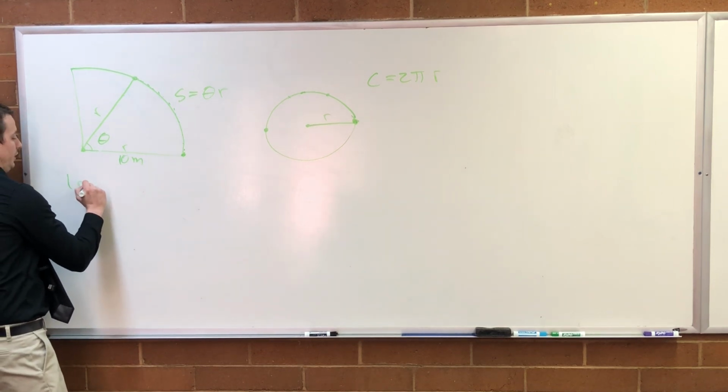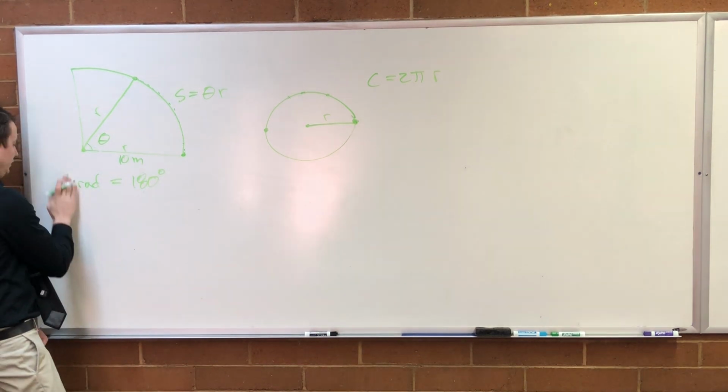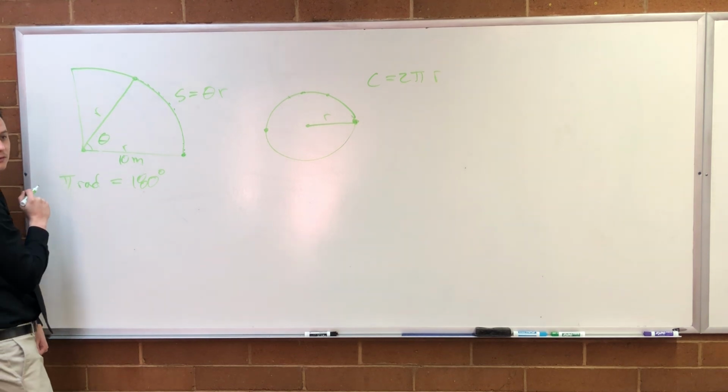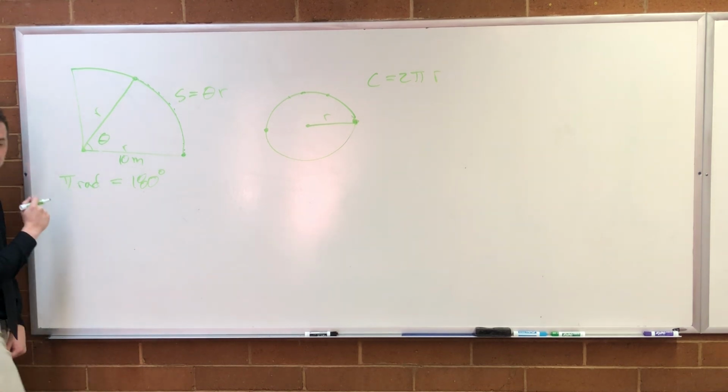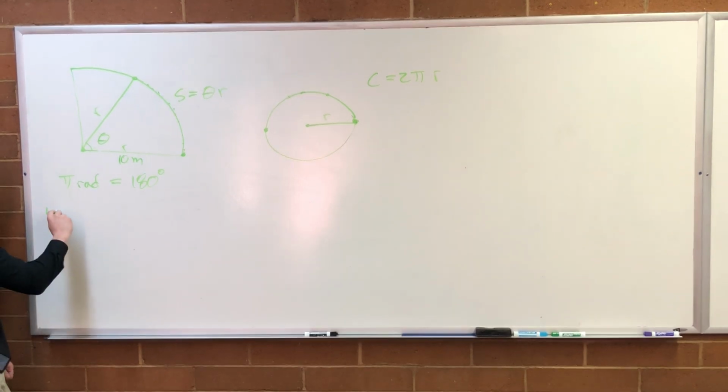So pi radians is equal to 180 degrees. Same thing. Now, how much is 1 radian in degrees? Quick conversions, something that you've done all the time.